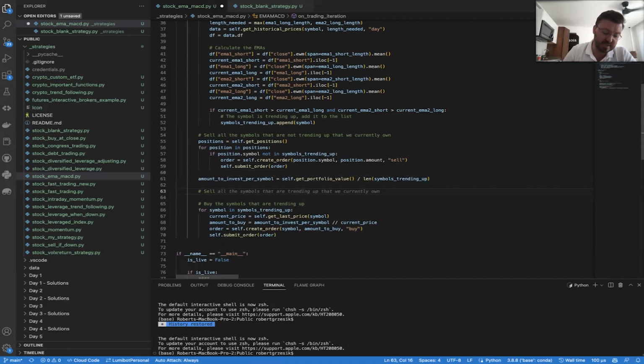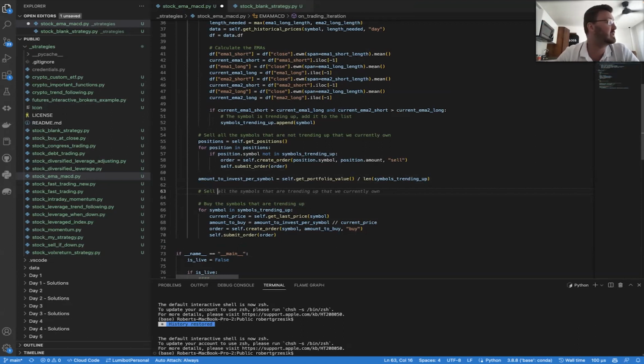We want to first sell and then buy because we want to have cash in our broker, right? Otherwise, if you try to do the buy and the sell at the same time, the broker is going to reject your orders because it's going to say you don't have enough cash, right? So you first want to sell everything and then you want to buy, right? So in this case, we'll sell.